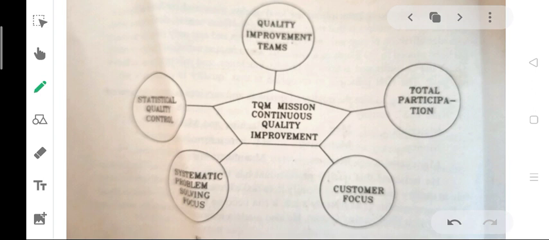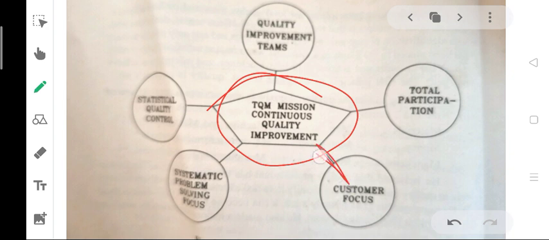Now you can see here in the diagram, in the center, TQM mission, continuous quality improvement program, and there are 5 branches in this: customer focus, total participation, quality improvement, statistical quality control, and systematic problem solving focus. This is the integrated model of TQM.